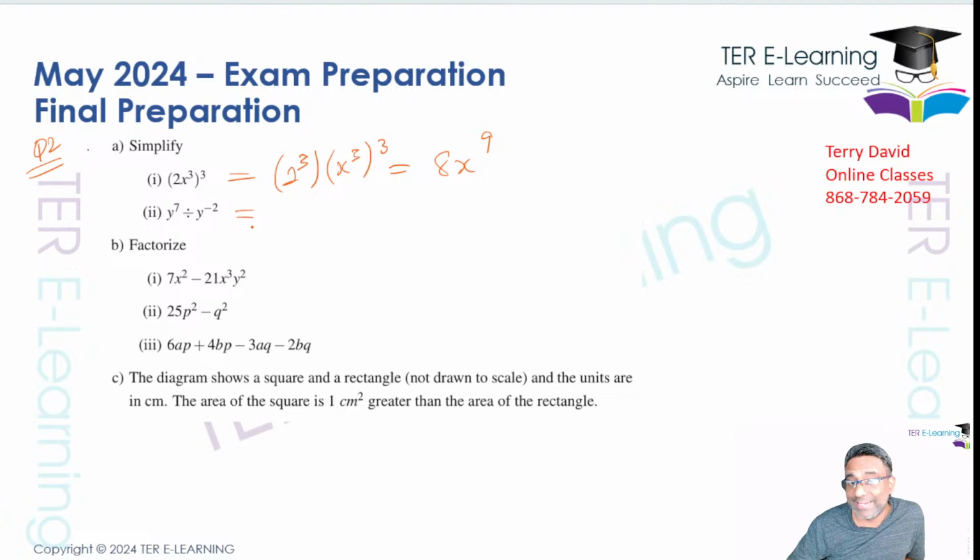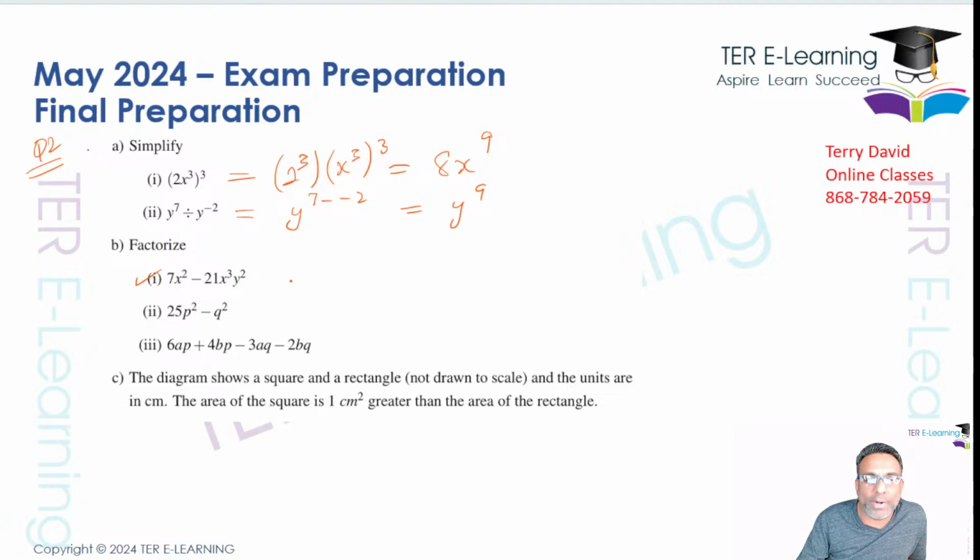Part 2, we have division, and you're going to use an indices rule again here. Since you're dividing, you have to subtract your indices. So it's going to be 7 minus 2, in which case this is going to be y to the power 9. So that's the answer for part 2.